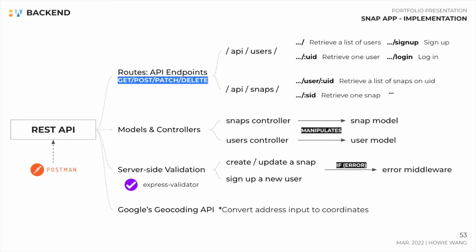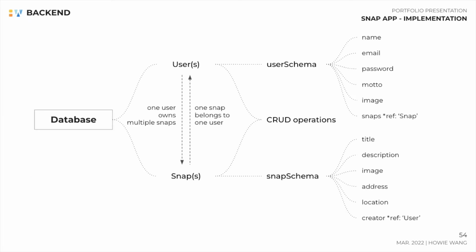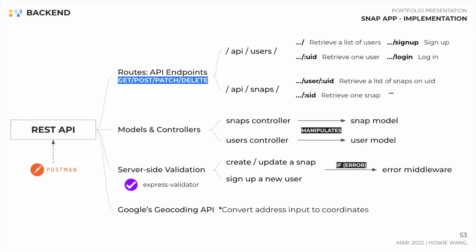Okay, the last part is the Google Geocoding API because I need to analyze the user input address to translate into longitude and latitude, and then work with the Google Geocoding API.